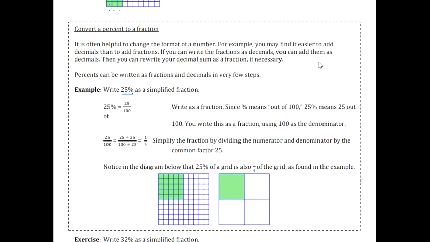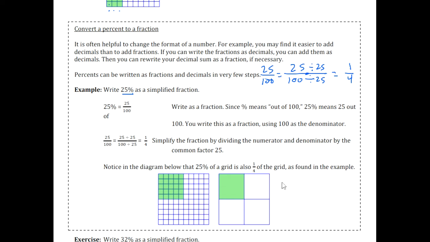So we can write that as 25 over 100. So if we divide on top by 25 and we divide on bottom by 25, that will give us 1/4. So 1/4 is the same ratio. It looks different, but it's equivalent to 25 over 100.